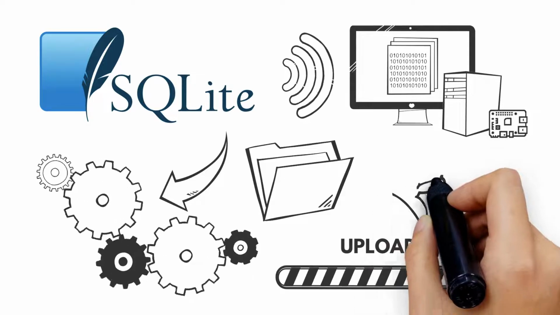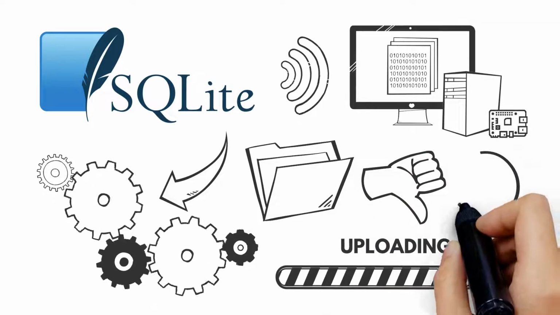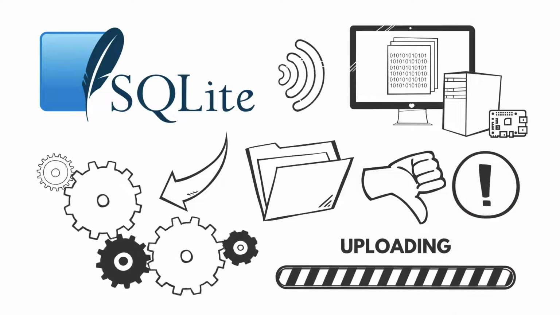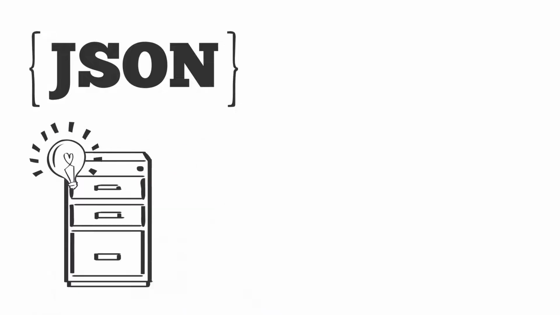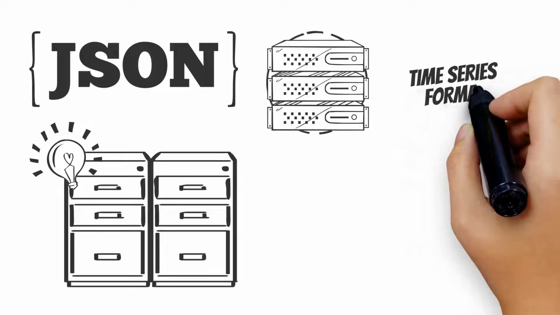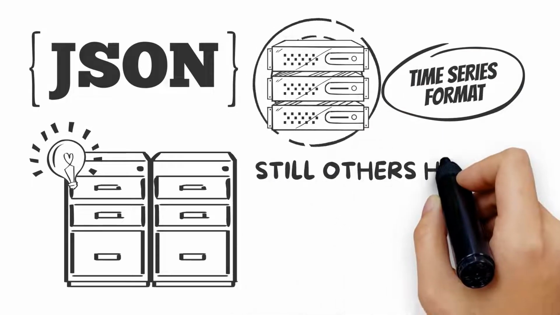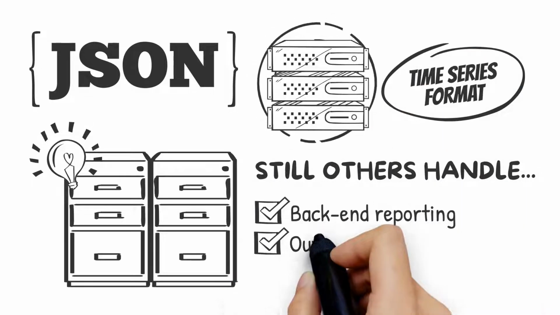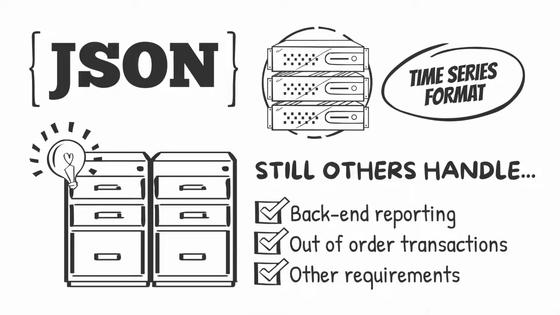And there were many of those, each with their own architectural advantages and limitations. Some touted for superior JSON support, which might be ideal for document stores. Others touted better support for streaming data in time series format. Still others handled back-end reporting, out-of-order transactions, and other requirements.